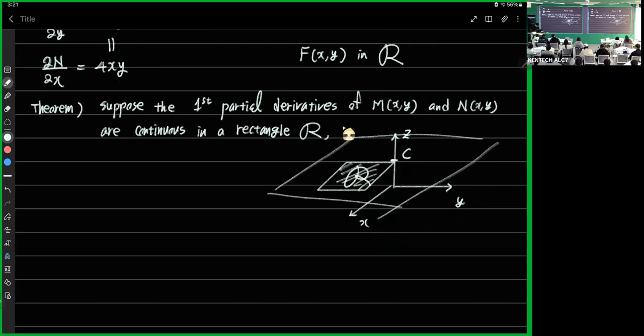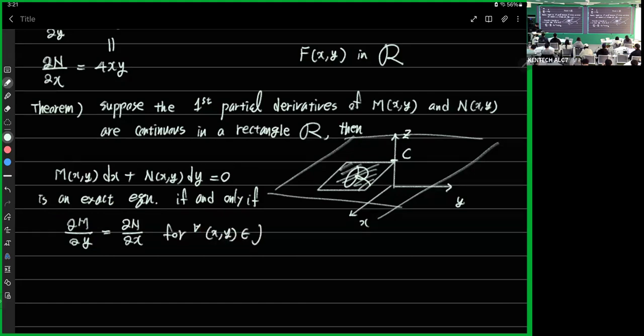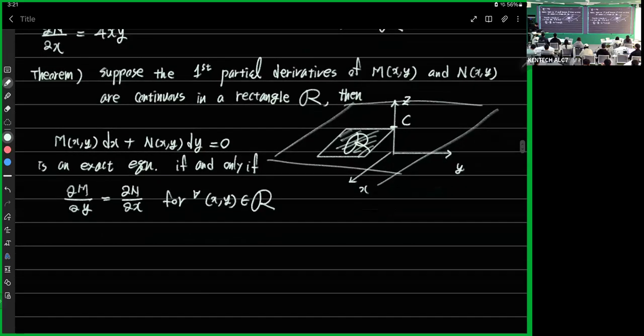Then M(x,y)dx plus N(x,y)dy equals 0 is an exact equation if and only if what? Partial M, partial y is equal to partial N, partial x for all points in the domain R. So that's what I talked about so far, right? But let me prove it.